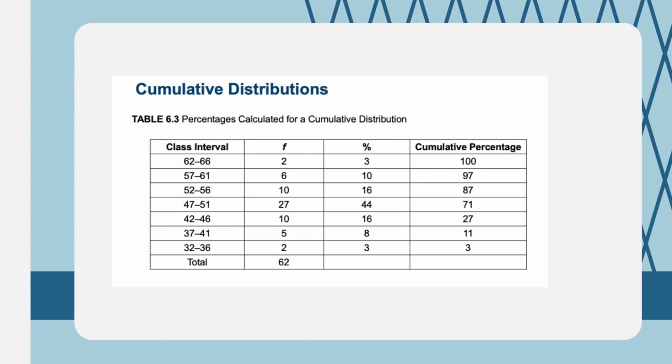So we're going to look here on page 115. We have table 6.3, which is percentages calculated for a cumulative distribution. Let me fix my notes.